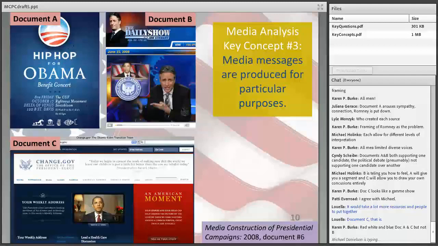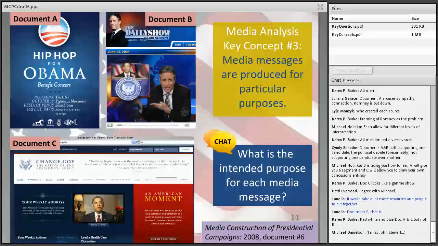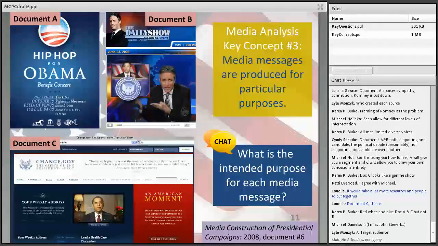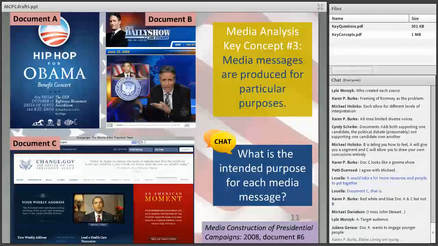So let's take some time and reflect on these. What do you think the intended purpose is for each of these media messages? And more than one of us probably miss John Stewart's presence here.